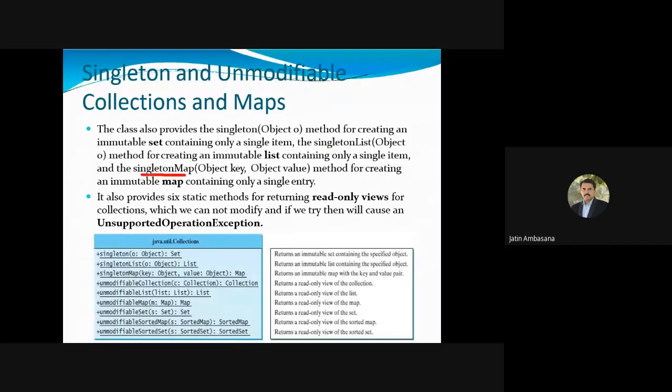You can even use singleton map in order to create a key value pair, only a single key value pair. An immutable map containing only a single entry. And this Collections class also provides six static methods for returning read-only views for collections, which we cannot modify, and if we try, it will cause an unsupported operation exception.